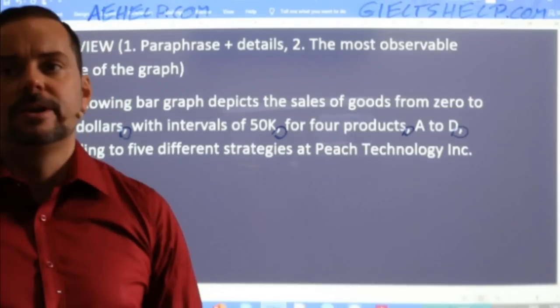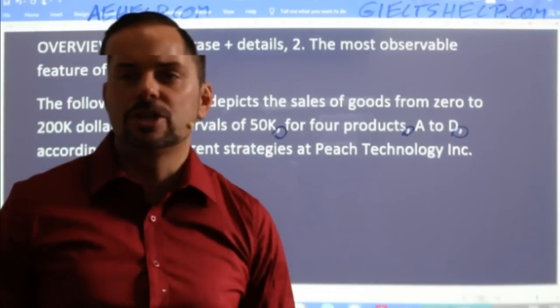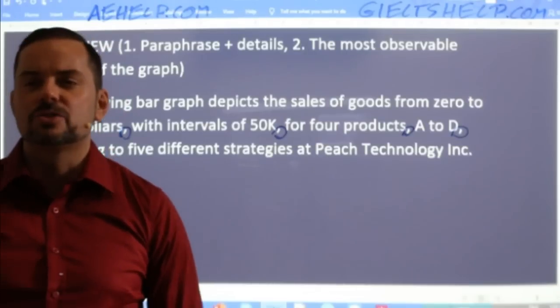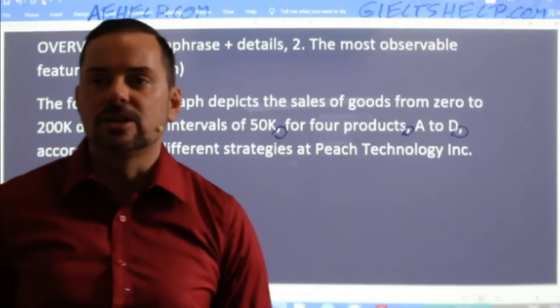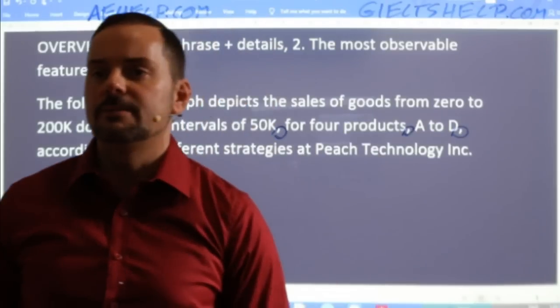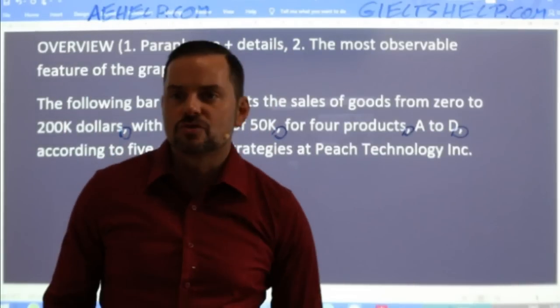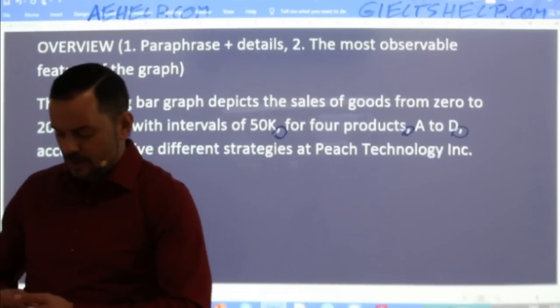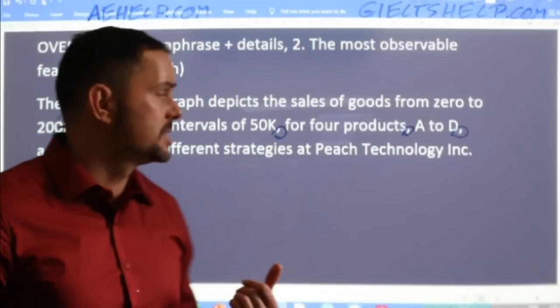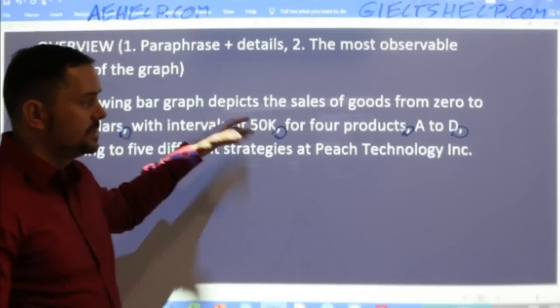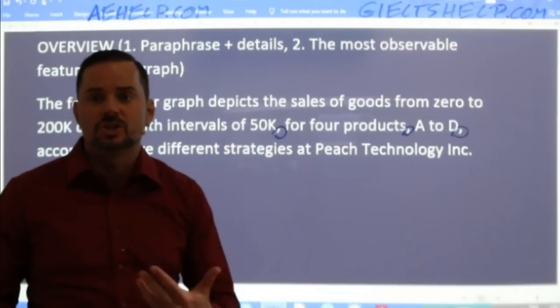Okay, Roshni, the bar chart illustrates the sales of four different types of products at Peach Technology, capital T, Roshni, part of the name, with five different strategies, right? And don't forget your Y-axis. If you don't mention your Y-axis within this first sentence, you might just add it as an additional sentence.